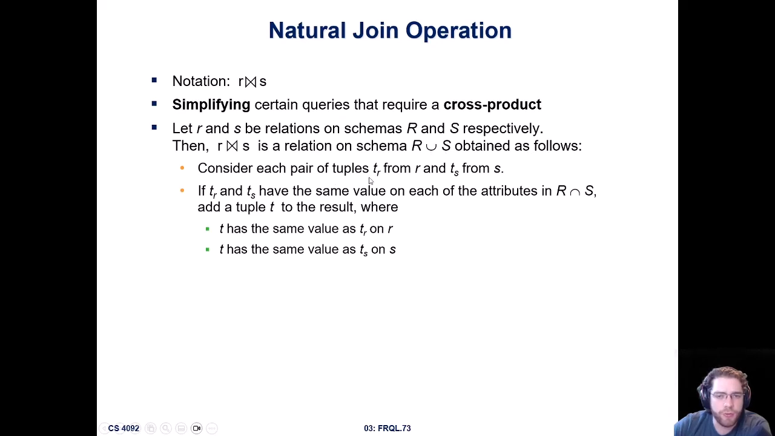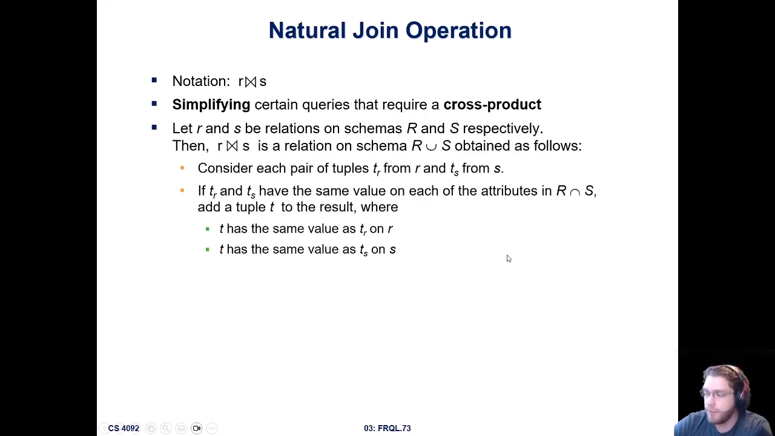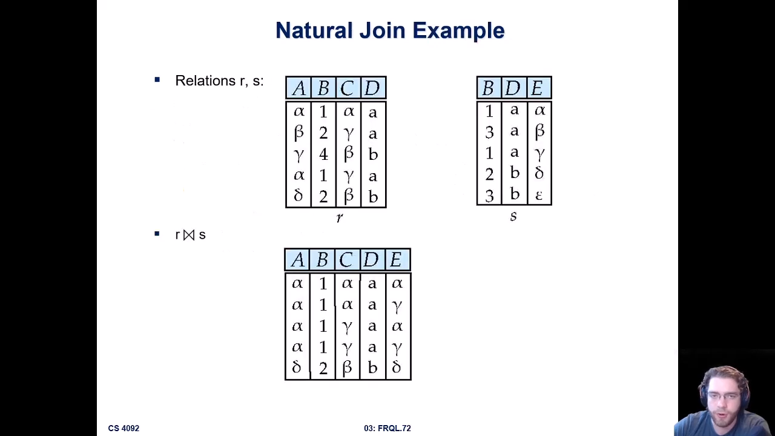Each pair of tuples from R and each pair of tuples from S, once they're considered, if they have the same value on each of the attributes, so essentially the rows are identical, add a tuple T to the result, where T is the same value as T R on the relation R, and T is the same value in T S on the relation S. Now, if there isn't the same result, we'll have to get a little different with what we do here, but we can go through a brief example that's given to you in the slides.